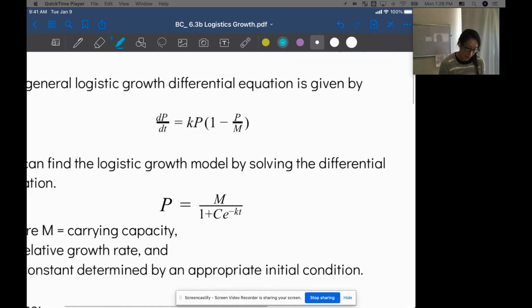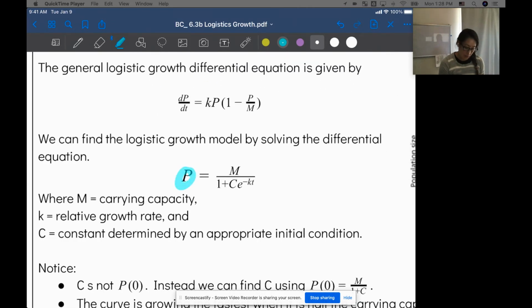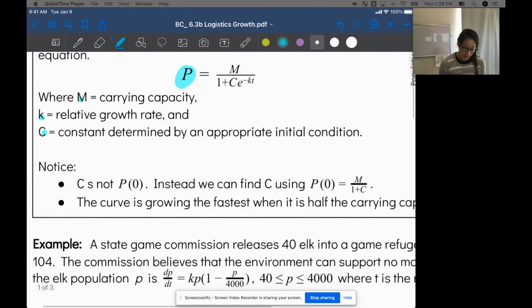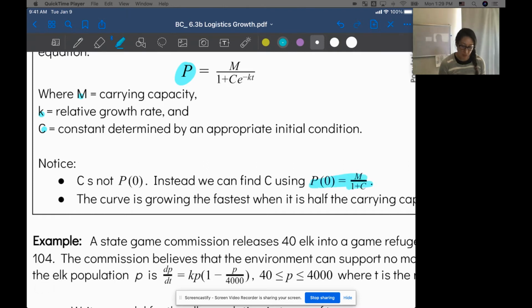The population, or the logistic curve, is modeled by M over 1 plus C e to the negative kt, where M is the carrying capacity, k is the relative growth rate, and C helps us find our initial value. Remember that C is not the initial value. To find it, plug in 0 for t and figure out what M over 1 plus C is, and that will give you your initial value.